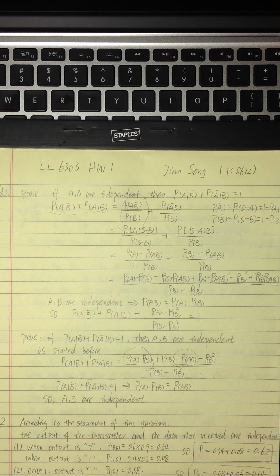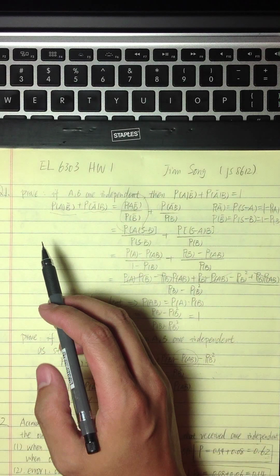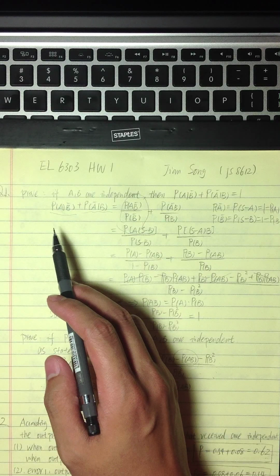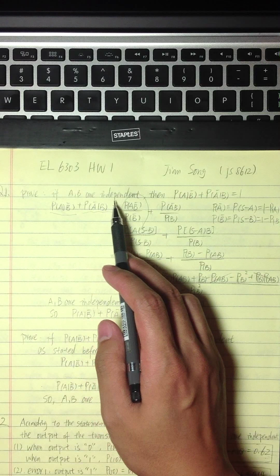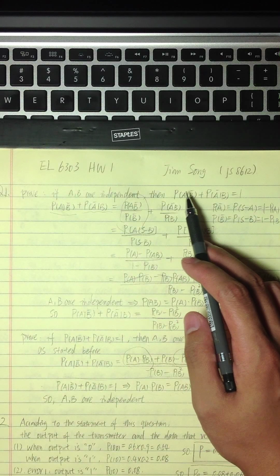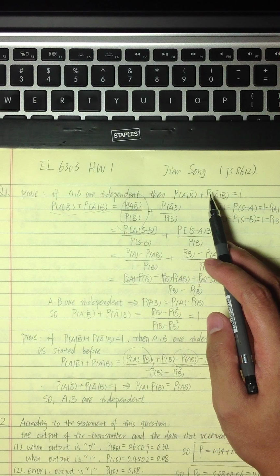I'm making this video for question 1 in my homework 1 of probability and stochastic process. In this question, we need to prove it from both sides. First, let's prove that if A and B are independent, then probability A given B naught plus probability A naught given B equals 1.